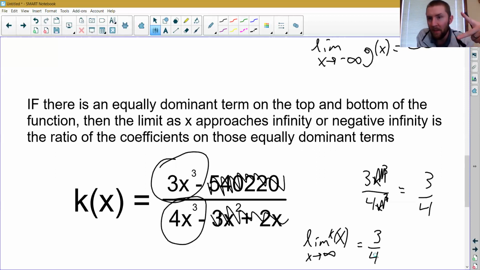So if you have equally dominant terms top and bottom, you ignore the rest, you cancel out the function part, and you just make a fraction out of the coefficients. Okay, so in this case, the limit is 3/4.